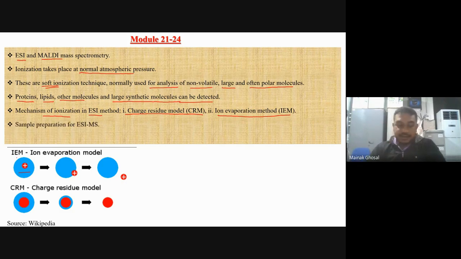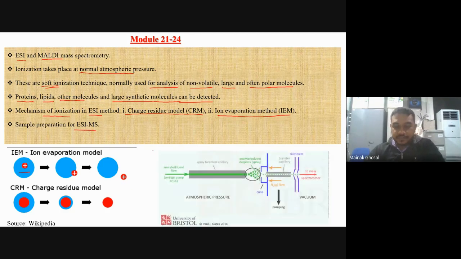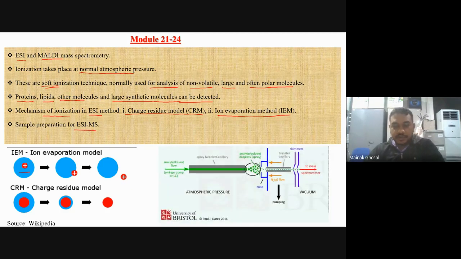So there are some techniques for sample preparation in ESIMS. You need to flow your sample from here, which has a nebulizer, and dry nitrogen gas will pass through there. Okay, here you can see. And now from here we'll see what will happen.